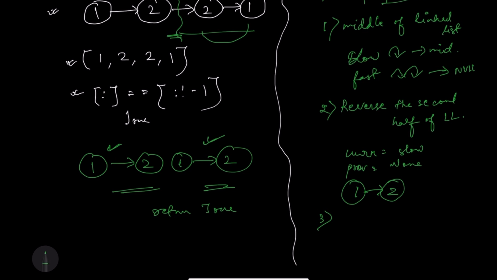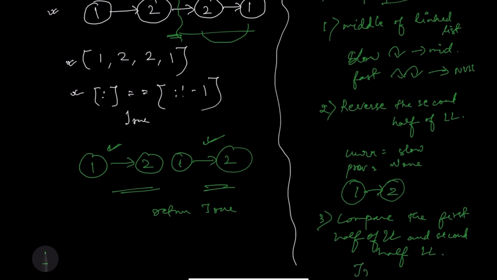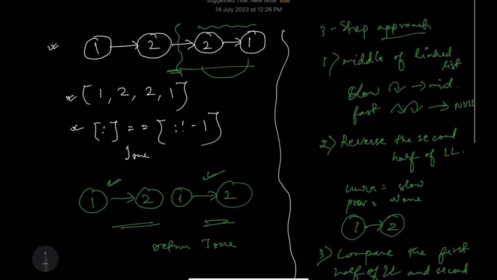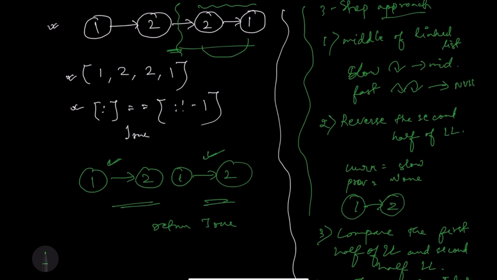third step would be, after we have reversed the linked list, we will compare the first half of the linked list and the second half of the linked list. If they are same, we will return true, else we will return false. So let's see in code how we do the three-step approach. Also, we will see how to do the simple one, though this is very easy. So yeah, this would be about finding the palindrome of a linked list. Let's move on to Leetcode.